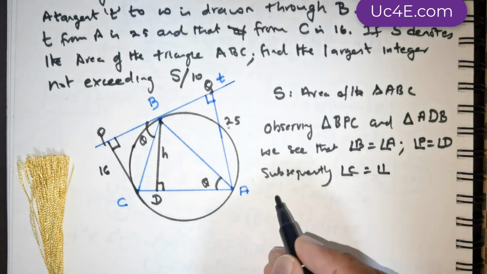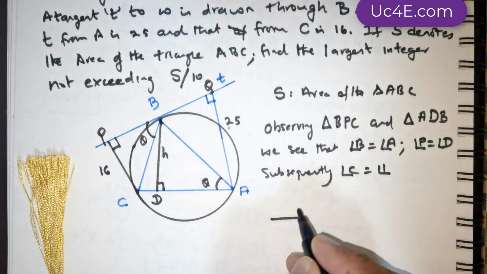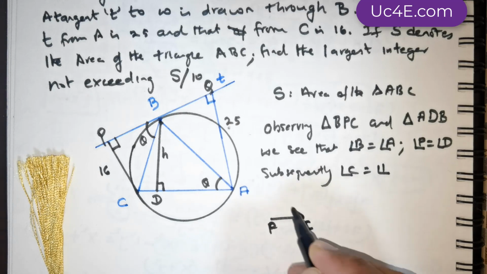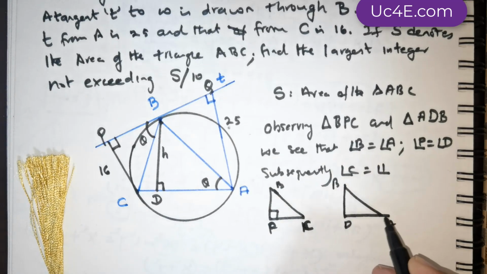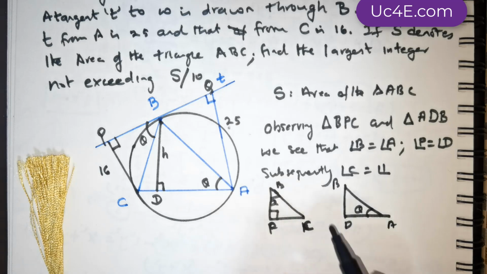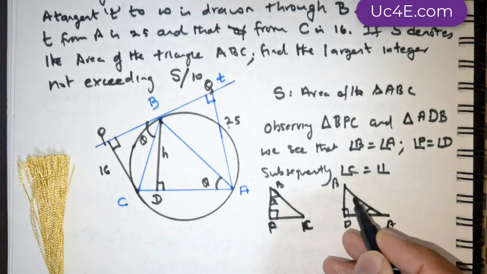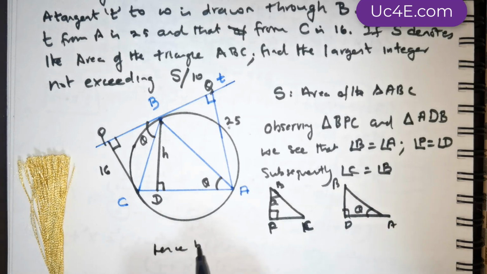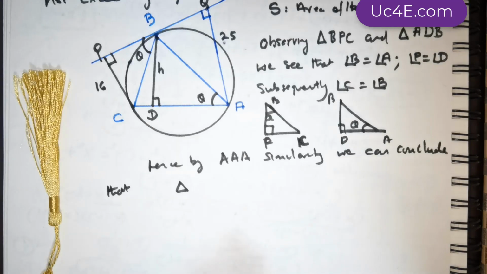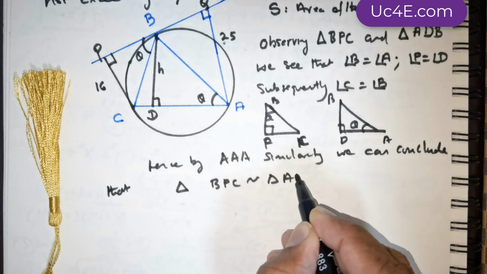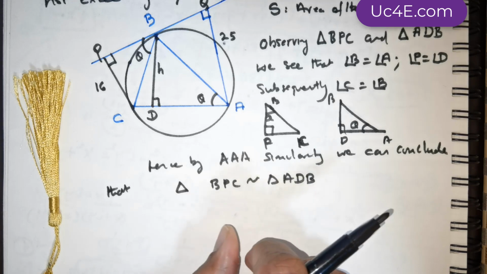So just for sake of understanding, let me draw that angle up. Just ignore this stretch. So this is going to be theta and this is going to be theta. This is 90, and clearly we can see that angle at C will also be equal to the angle at B. Hence by angle similarity we can conclude that triangle BPC is similar to triangle ADB. Now we can use this important fact to get the equations that we require.